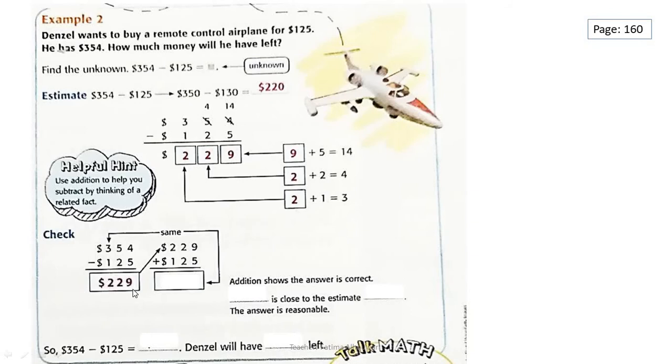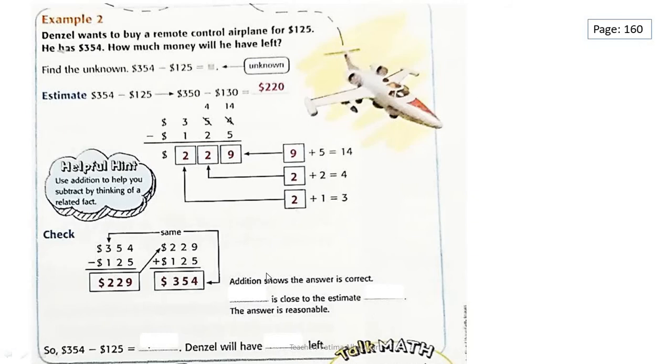We get the difference. So to check if our answer is correct or not, we should add these two numbers. 125 plus 229, and we should get this number. Let's see. 9 plus 5 equals 14. And 2 plus 2 plus 1 equals 5. 2 plus 1 equals 3. We get the same as this number. So we know our answer is correct.